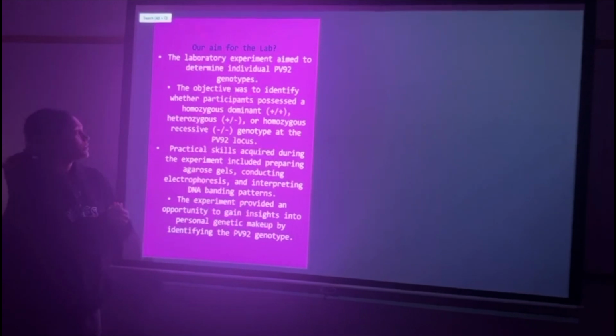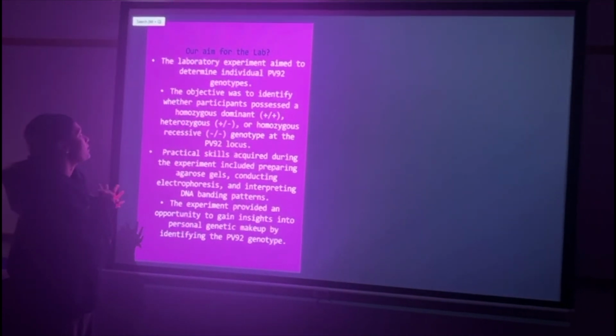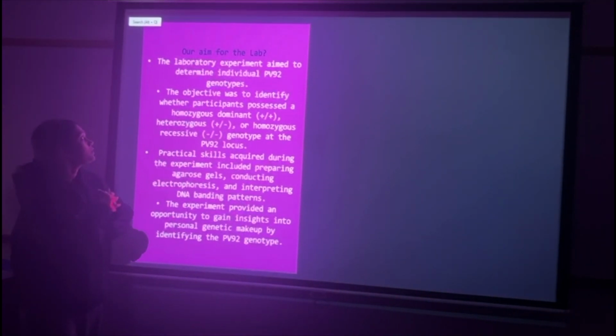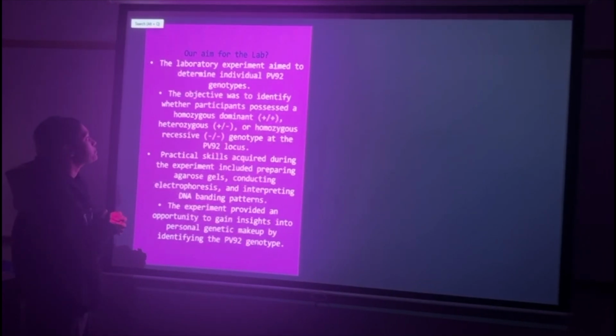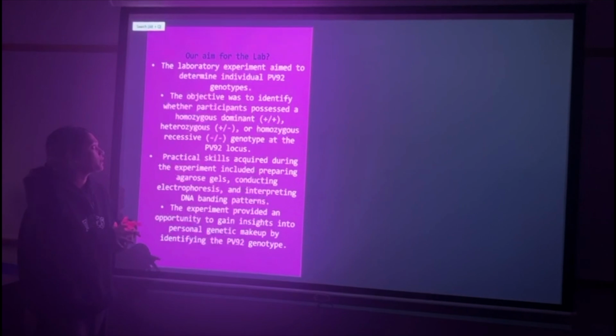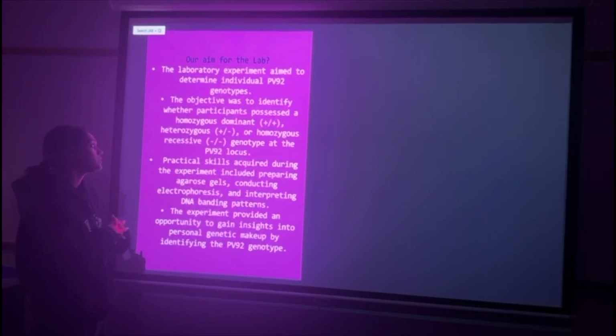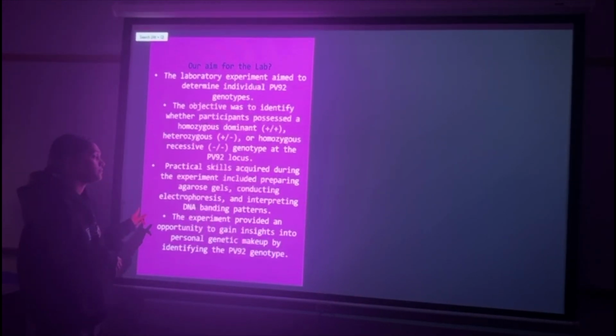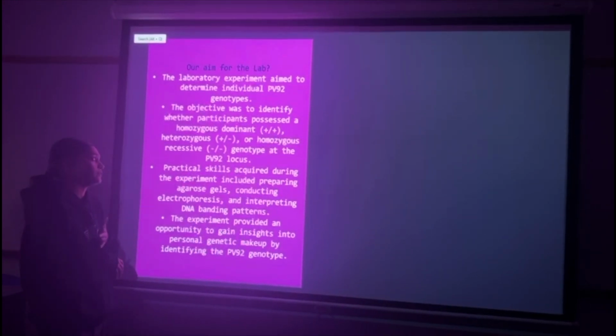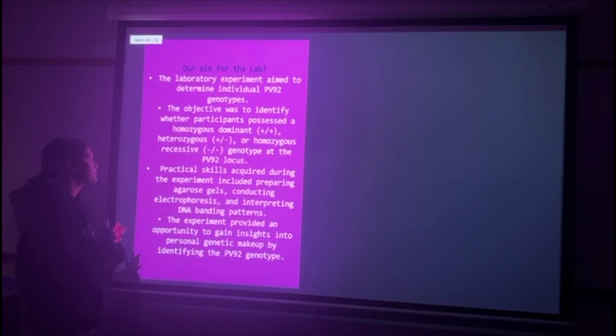So our aim for the lab. What was our aim for the lab? The lab experiment aimed to determine individual PV92 genotypes. The objective was to identify whether participants possessed a homozygous dominant, that is plus plus, heterozygous plus minus, or homozygous recessive minus minus genotype at the PV92 locus.